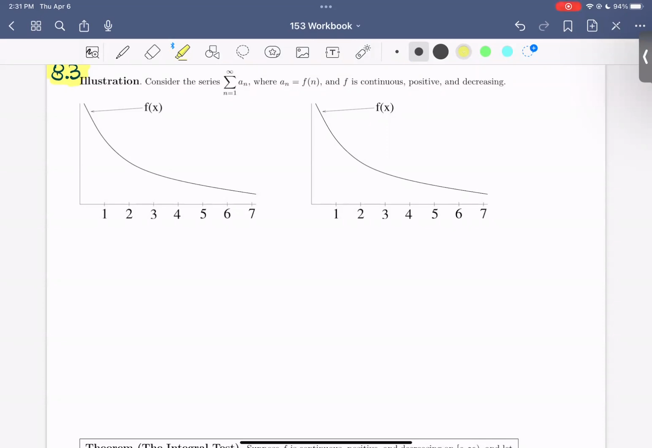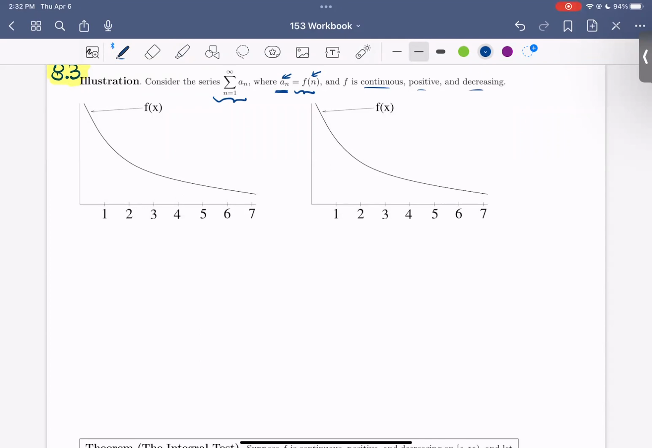Okay, so what are we given here in this illustration? Well, we are considering an infinite series of terms a sub n, n equals 1 to infinity, and we're going to let a sub n equal the value of a function f at input n. And let's also assume that f is continuous, positive, and decreasing. So when we're in that situation, if we rewrote the term to look like a function, and that function is continuous, positive, and decreasing, then we can talk about the following results.